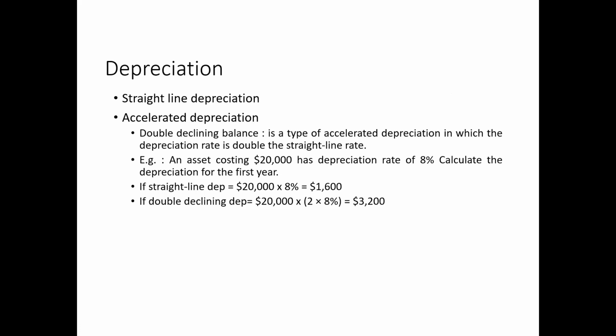So double declining balance is a type of accelerated depreciation in which the depreciation rate is double the straight line rate. So an asset costing $20,000 has a depreciation rate of 8%. Calculate the depreciation for the first year. So 8% of 20,000 means the first year depreciation is 1,600. If double, it is 3,200. So it means the value depreciates with time.